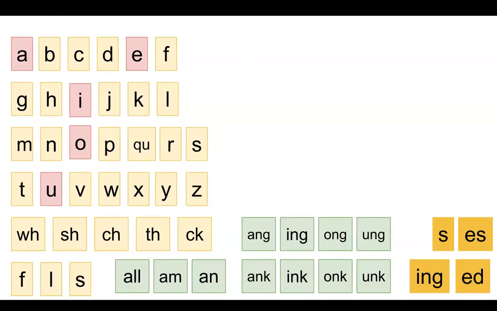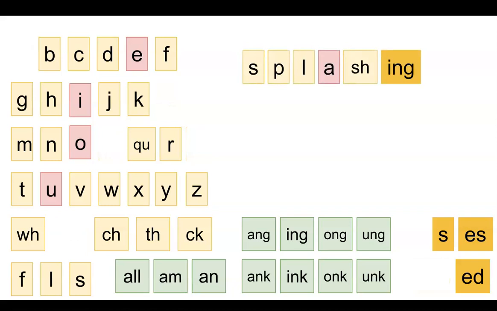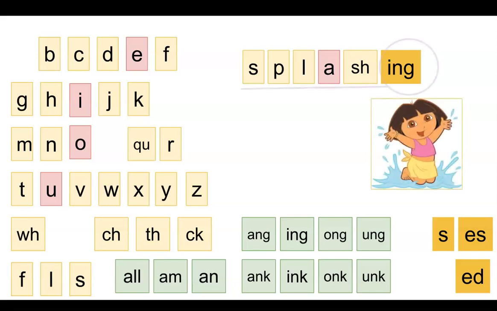Let's try another one. Remember to tap out the base word and then add the suffix when you read it. Here's your next word. Great. You should have said splash, splash, splashing. Does this word have a suffix? Yes, it does. It has the suffix ing. Can you tell me what the base word is? That's right. The base word is splash. The girl was splashing water in the pool.